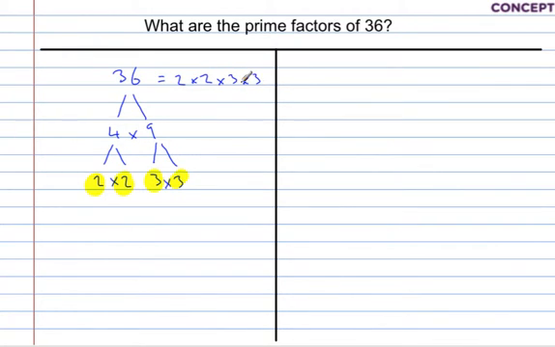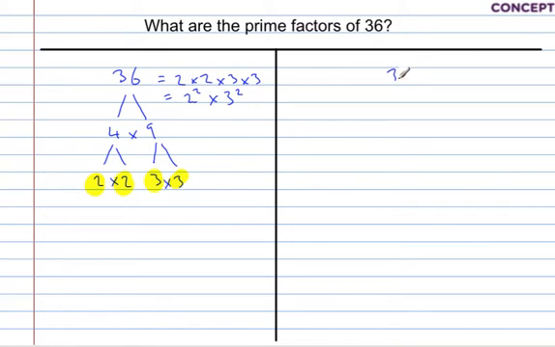Now you can write these numbers in any order because of the commutative property, which you can learn about in a previous video. And you can write this answer a little bit shorter and neater. 2 by 2 is just 2 squared, or 2 by itself 2 times. Multiplied by 3 by 3 is just 3 squared, or 3 multiplied by itself 2 times. But either of those answers will be okay.